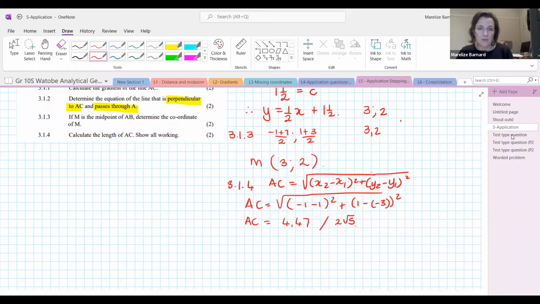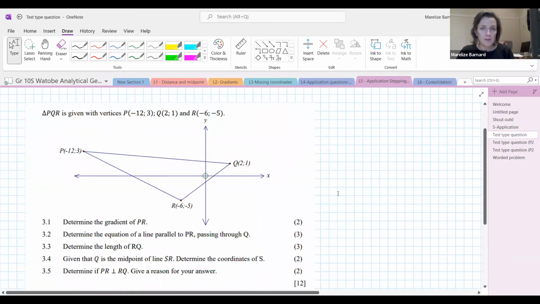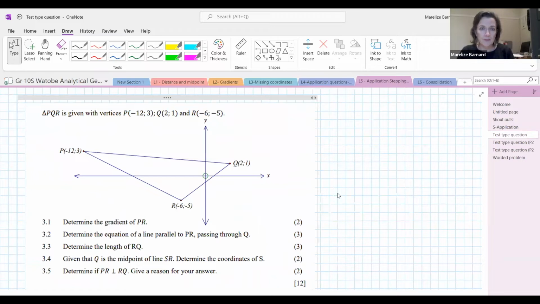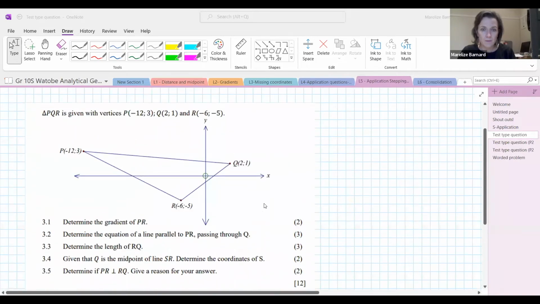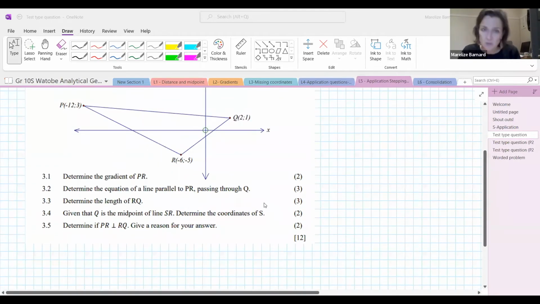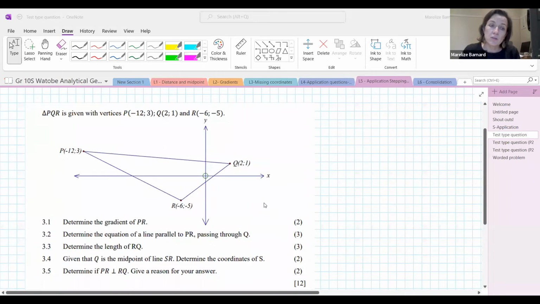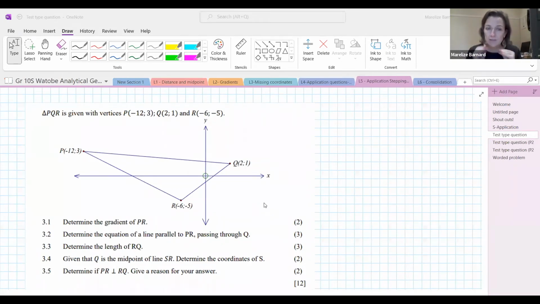Okay, let's move on. Let's get to our next one. Here we go. Okay, very similar to the previous question. If you just read with me, because I'm going to leave you alone for a little while with this one so that you can try it on your own. So determine the gradient of PR. And then in 3.2, we're going to determine the equation of a line parallel to PR passing through Q.